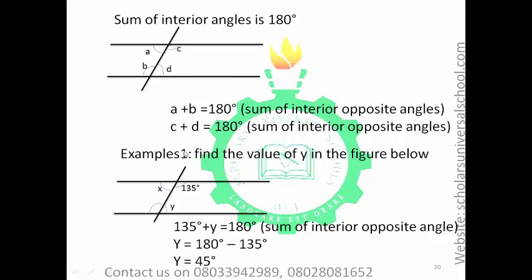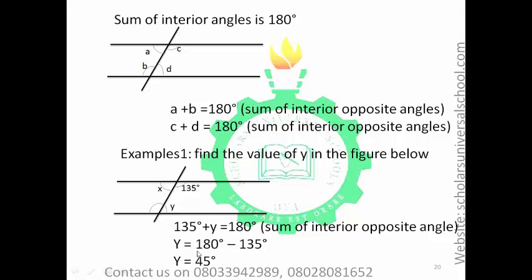So with all this that we have looked at as properties of lines, let's look at this example. Find the value of y in the figure below. We are to find y, but before we can find y, we can use so many methods. I can choose to add 135 degrees plus y, which is sum of interior opposite angles. 135 degrees plus y must give me 180 degrees, which means y will now be equal to 180 degrees minus 135 degrees. So the value of my y is then what?